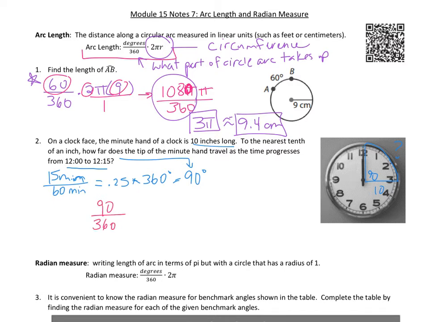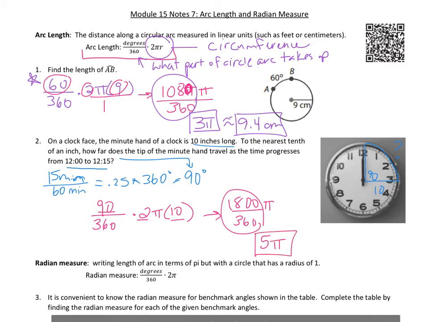Now that we know the degrees, now we can set up our equation. So degrees over 360 times 2 pi r, and our radius is 10, and then we can multiply everything together again. So if we take 90 times our 2 times our 10, we get 1800 exactly, and then we still have our pi, divided by our 360, and then we're simplifying just this portion, and we get 5. So we get 5 pi is our exact answer, or if you want the actual length of it, it would be 15.7, and that would be inches long.